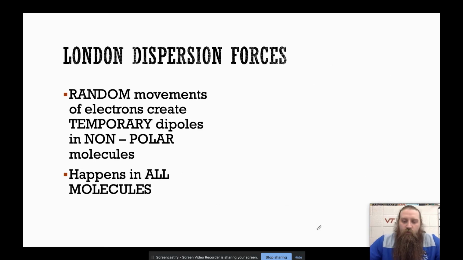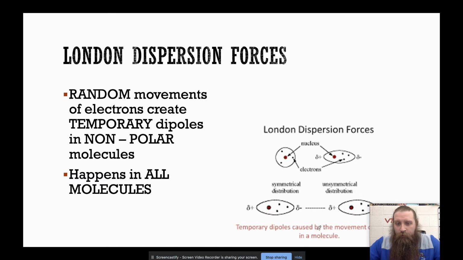London dispersion forces are the third kind. They are temporary dipoles that appear in non-polar molecules. They happen all the time to all molecules, and they're totally random. So we know that electrons move. It would be nice if they were always equally distributed around the nucleus, right? That would be nice, but they don't.